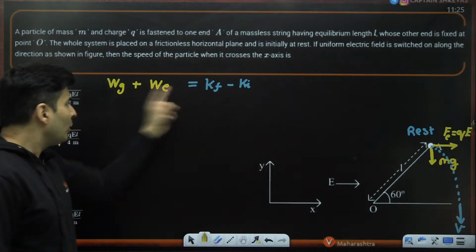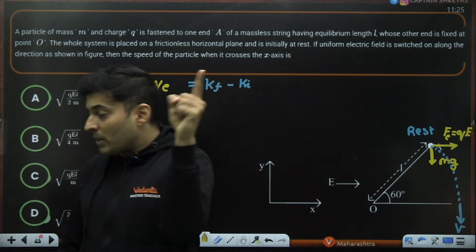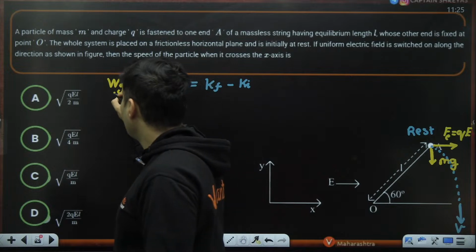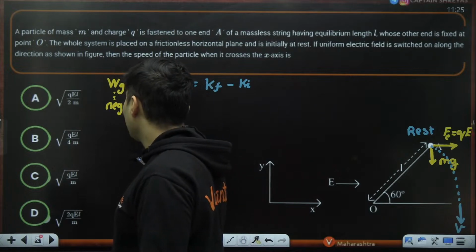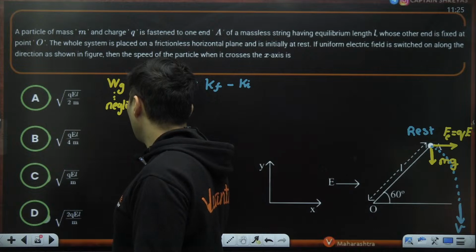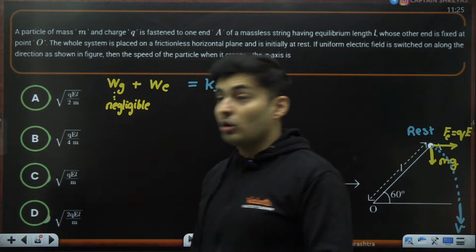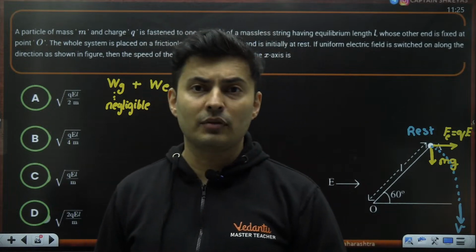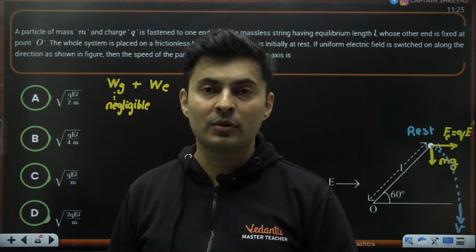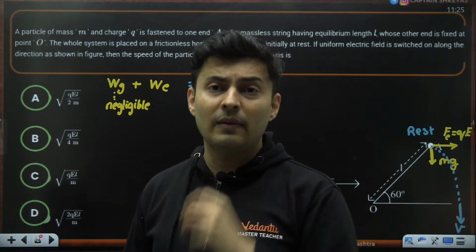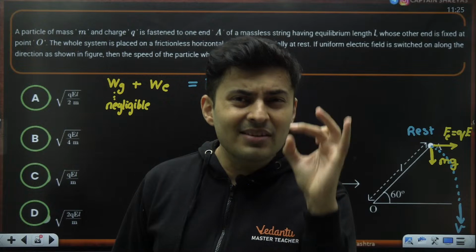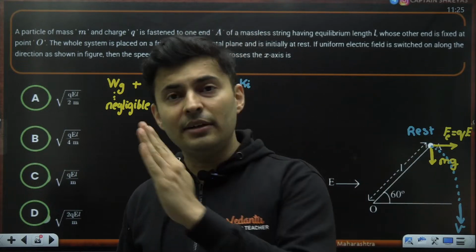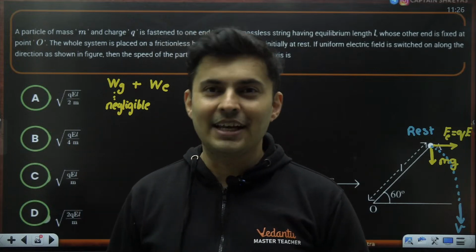So, out of these two, a lot of people did not know this. The gravitational force will do negligible work. Can you guess why? Because electric force is always much stronger as compared to the gravitational force. So even if gravitational force is there, that can be neglected in front of the electric force.